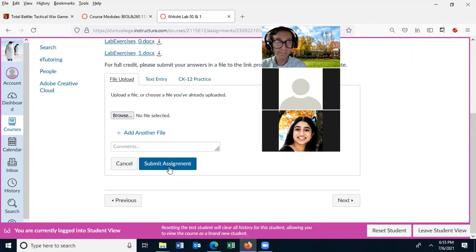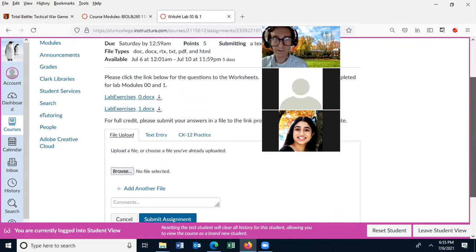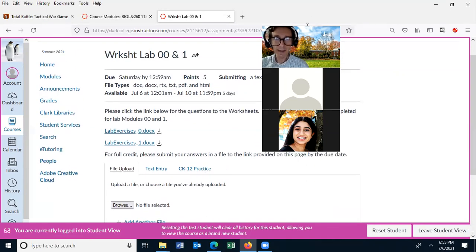It's probably easiest just to download it, type in your answers if you have Microsoft Word, and then submit it. If you don't have Microsoft Word and you have another program, understand that it has to be submitted in a certain file type, and I generally accept Microsoft Word documents, the modern ones or the older ones, the .doc.